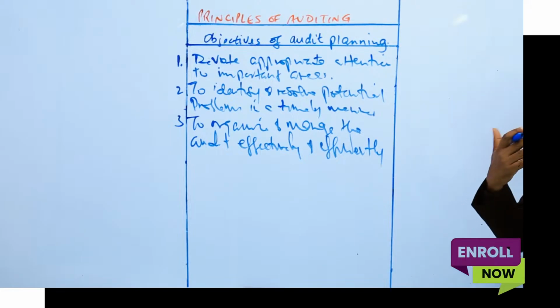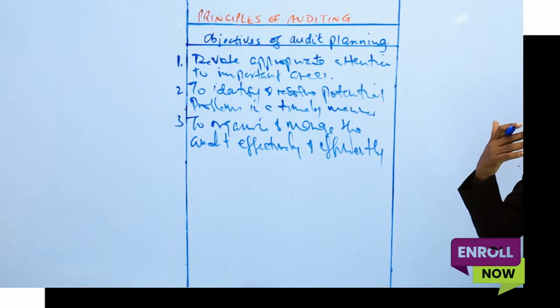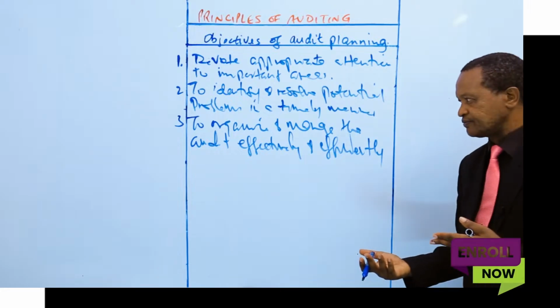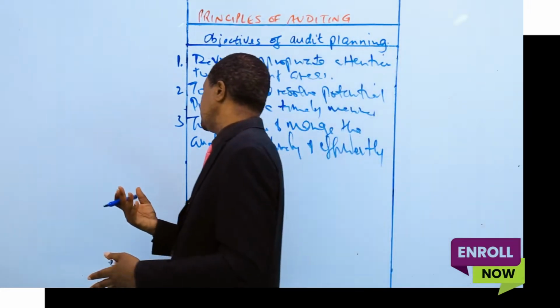It helps define the scope. It sets timelines. It allocates responsibilities to the team members. And also it helps to determine the necessary resources like personnel, like technology and all that. And such a systematic approach prevents haphazard work. It also ensures that the audit stays on track and optimizes the use of the audit firm's resources. That's the objective of an audit plan.